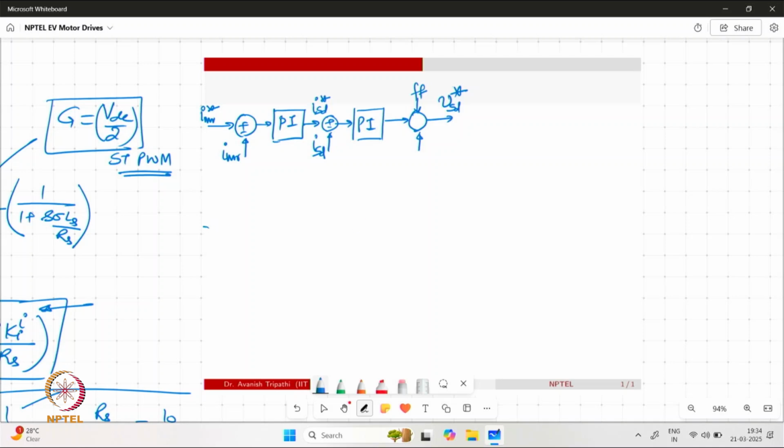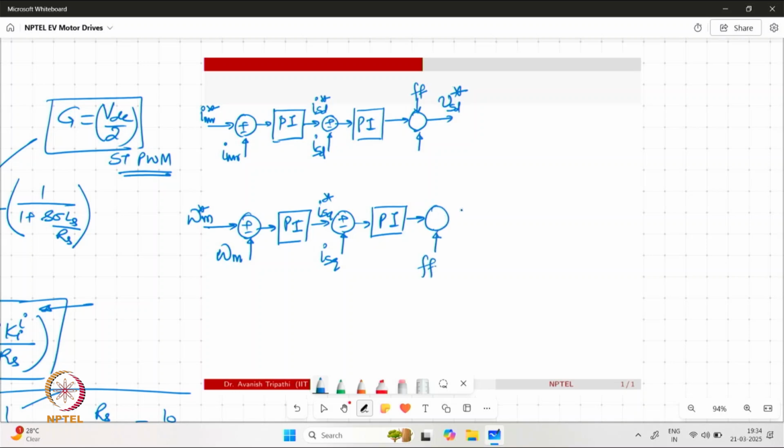Now similarly, we have omega reference, omega m star. We have the feedback for omega m, the PI controller for the speed control loop, which is eventually generating the reference for Q-axis current, and we have the feedback of ISQ. This error is fed to PI, and we have the feed forward correction terms over here, which eventually generates the reference for VSQ.